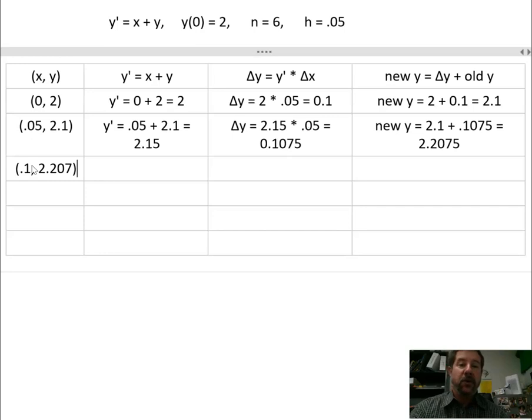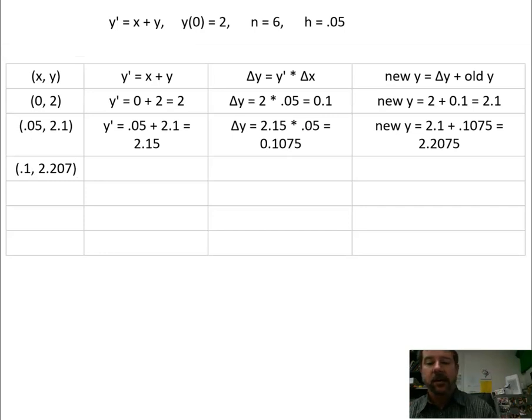I've never seen you do it like we're doing it, 6 times here with 6 steps. I've never seen them go that far. But hopefully you kind of get the idea of how this works now.